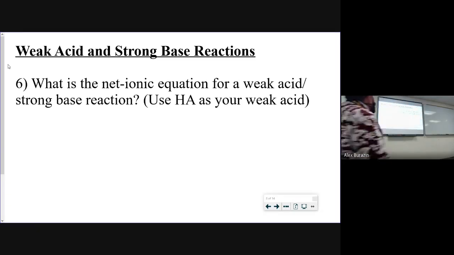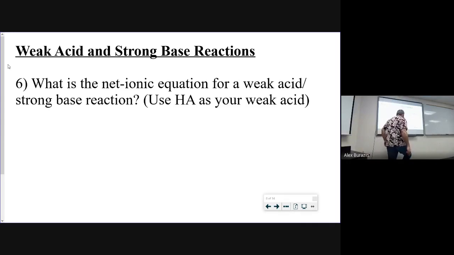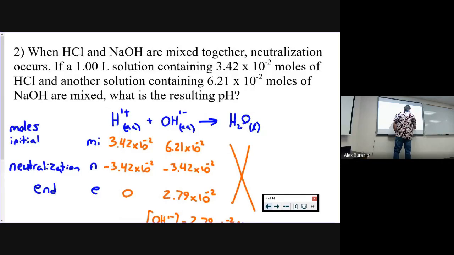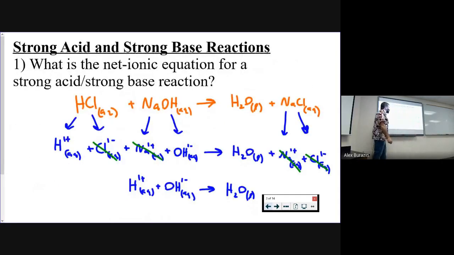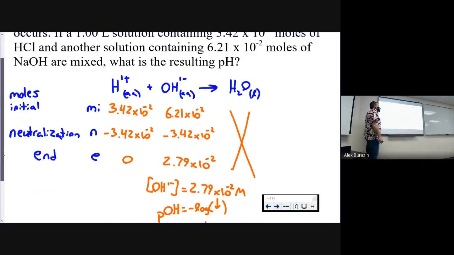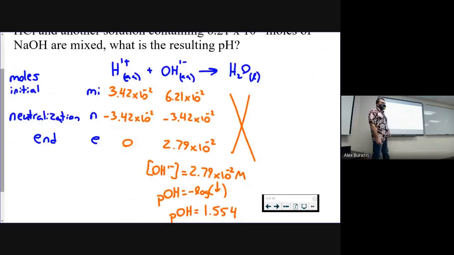So we started looking at the different types of acid-base reactions that we can have. And we started with strong acid, strong base reactions. Okay, so we did a couple examples of that. Somewhere in here. There we are. We started with the net ionic equation of strong acid, strong base, and then we used that to do an ICE table with a strong acid, strong base reaction. And the whole goal here was to solve for pH.